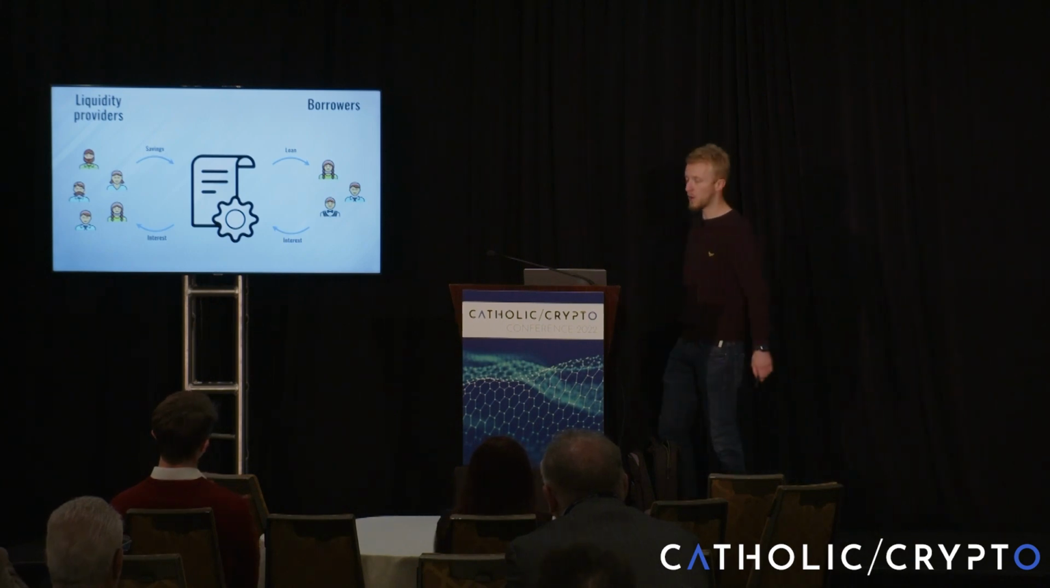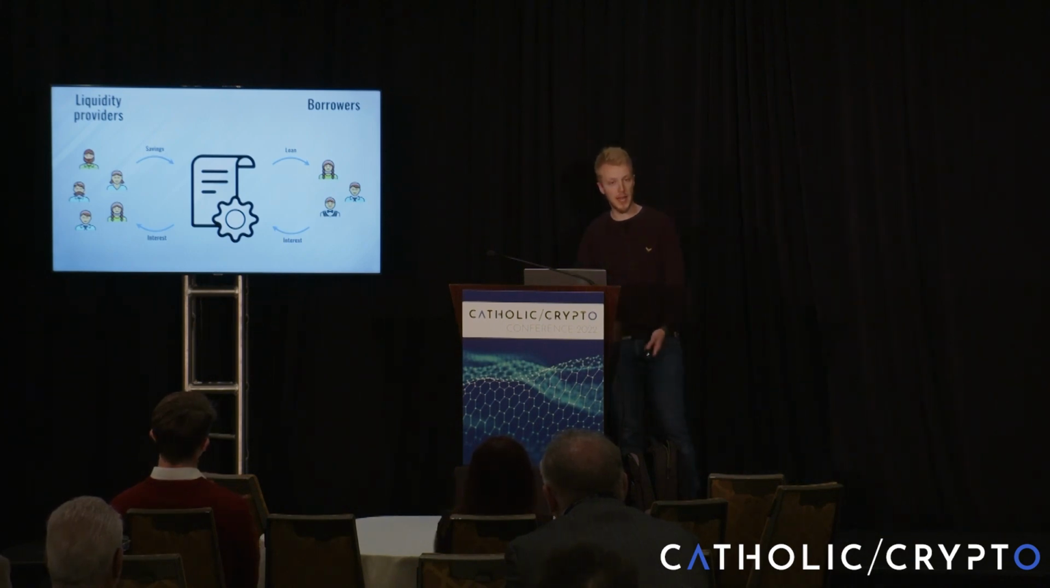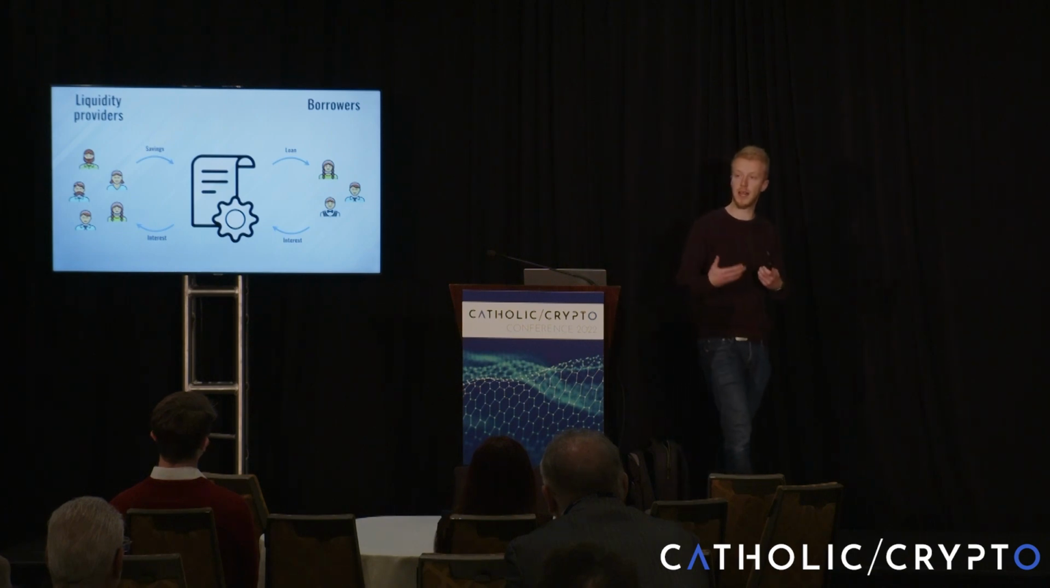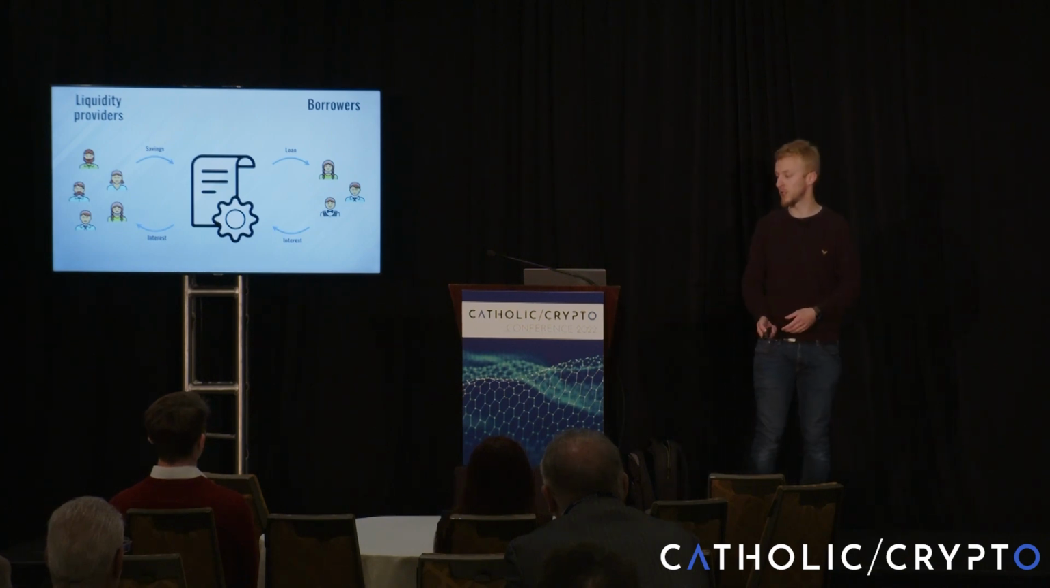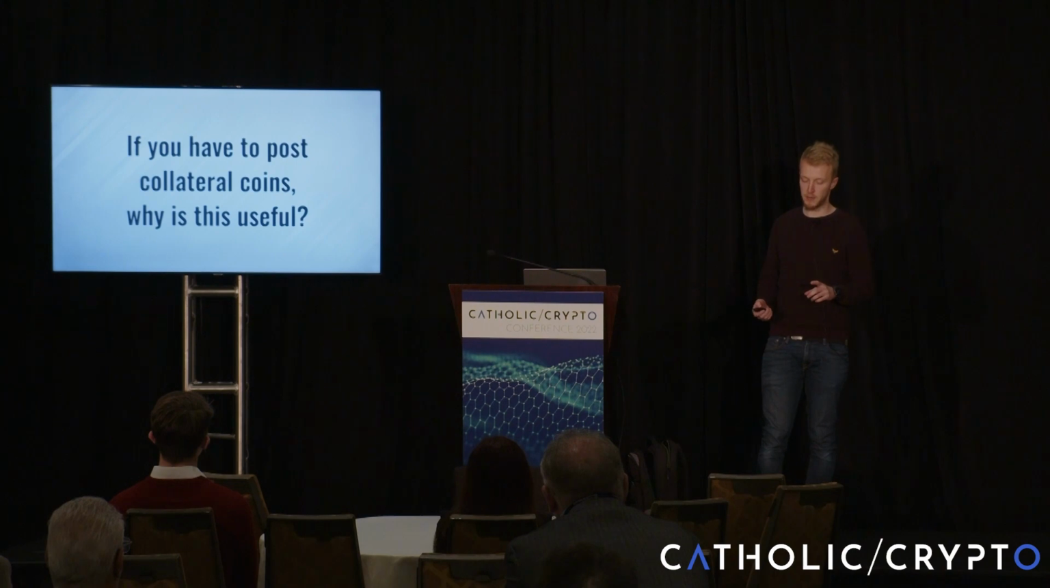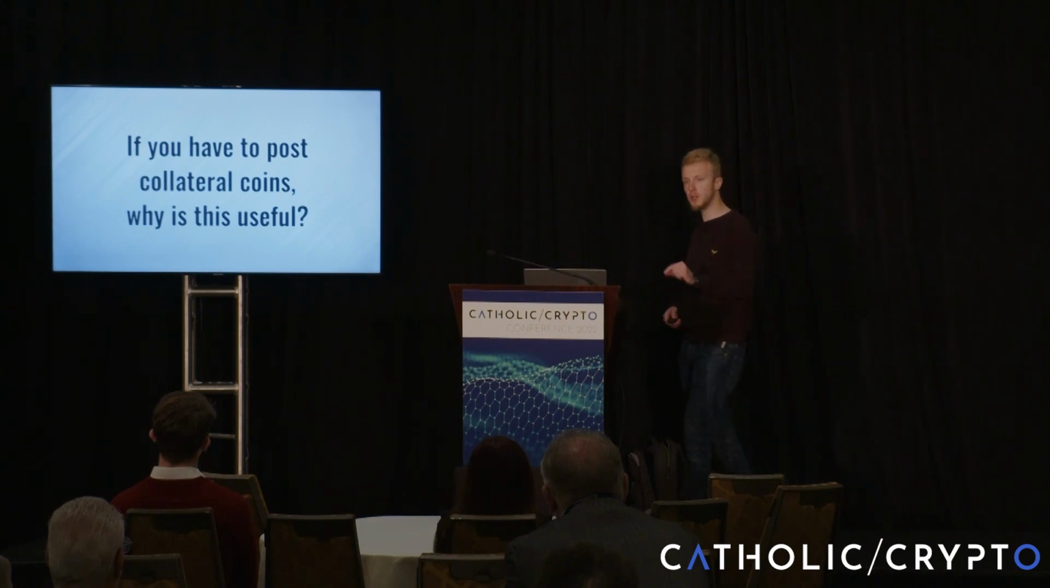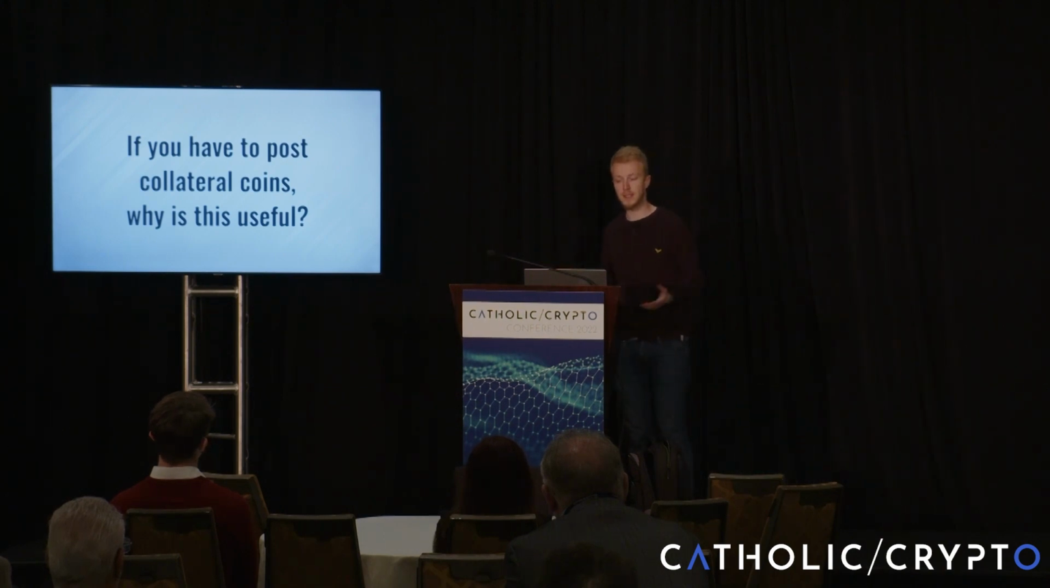And in this case, the smart contract also requires you to put up collateral. But in this case, your collateral is in the form of cryptocurrency. Now, wait a minute. If you want to borrow cryptocurrency, you have to put cryptocurrency up for collateral. Why is that useful?